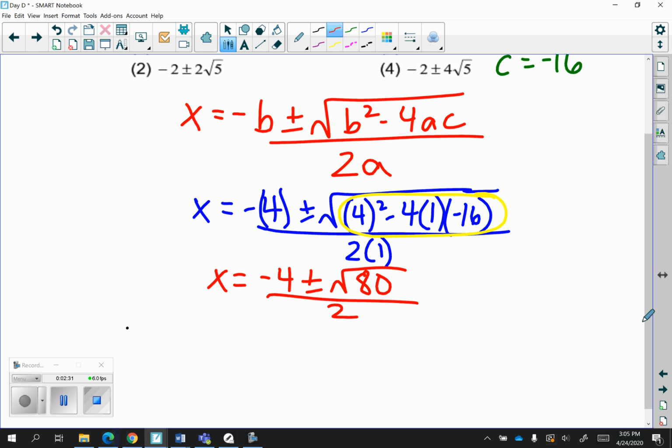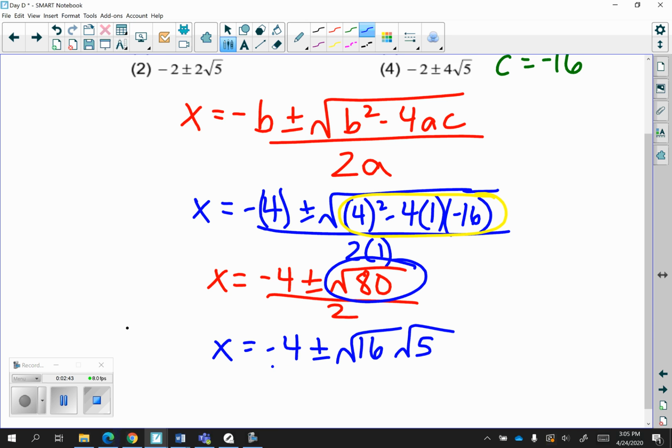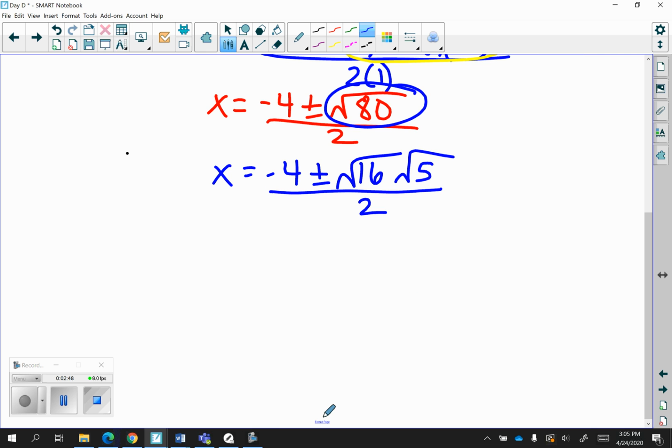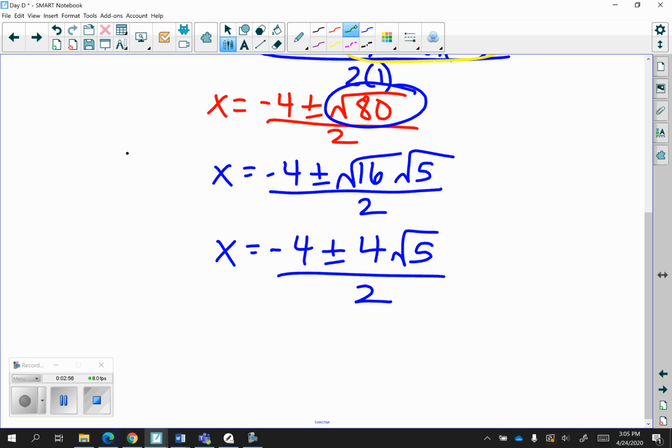I want to simplify radical 80. What's the largest perfect square to go into 80? That would be radical 16 times radical 5 all over 2. We can simplify radical 16 into 4. x is equal to negative 4 plus or minus 4 radical 5 over 2. Now, we can't leave it like that because that is not in the most simplified form.